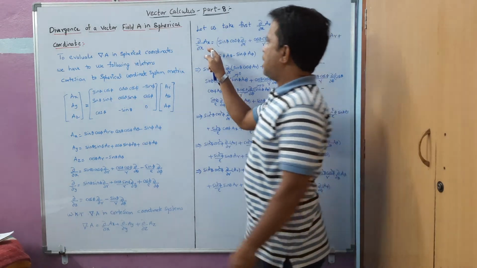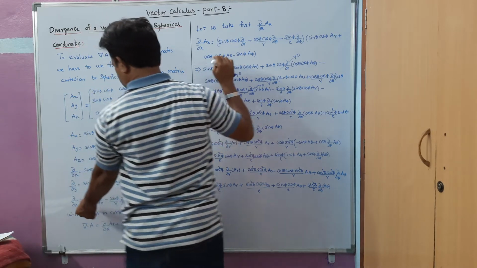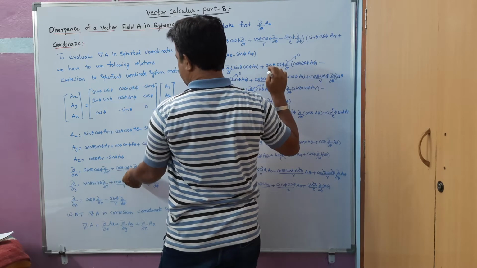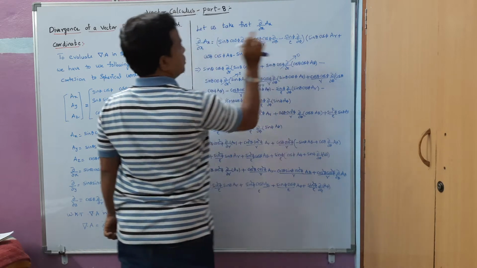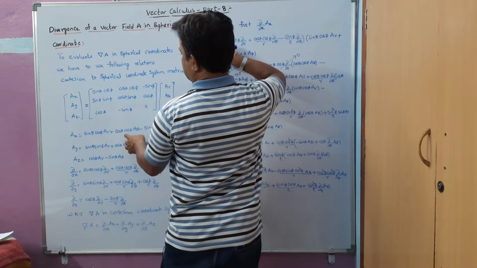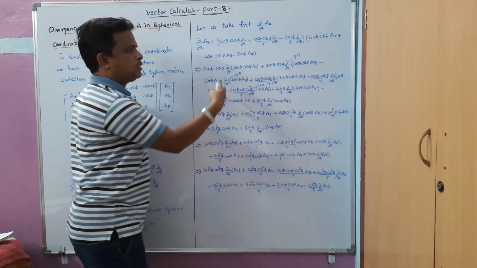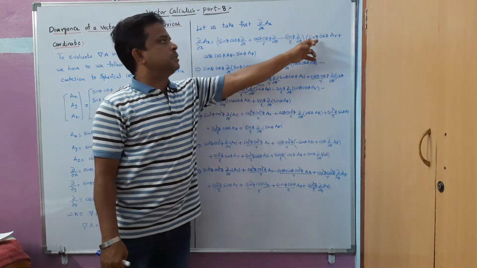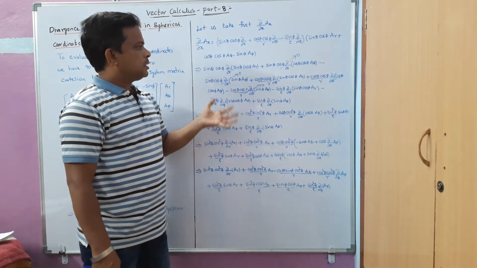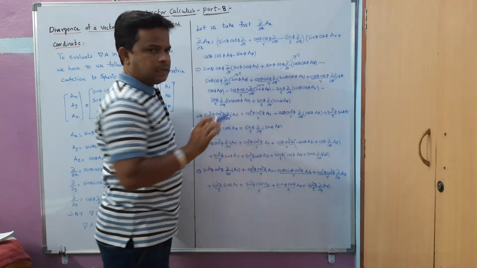So first I have taken dou by dou x of Ax separately here. For dou by dou x we take sin theta cos phi dou by dou r, plus cos theta cos phi by r dou by dou theta, minus sin phi by r sin theta dou by dou phi. Similarly Ax we have taken from here: sin theta cos phi Ar, plus cos theta cos phi A theta, minus sin phi A phi. After taking the product, we get 1 into these 3, 1 into these 3 and 1 into these 3, so totally we get 9 terms here: 1, 2, 3, 4, 5, 6, 7, 8, 9.